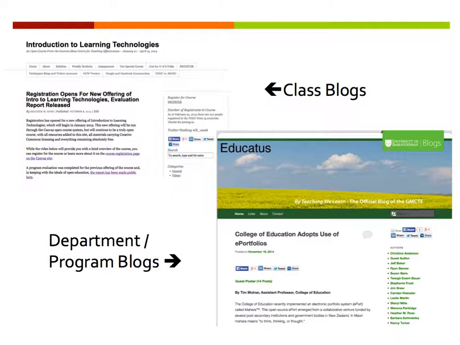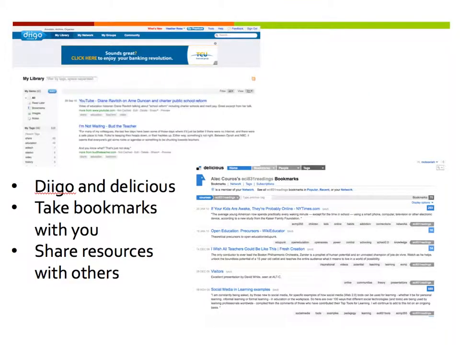You can use blogs for reflection. You can have students blog. There's a lot of evidence to show that when students write things that are more public, instead of just the teacher seeing it, the quality of the writing goes up because they know that other people are reading it. There's also social bookmarking sites.